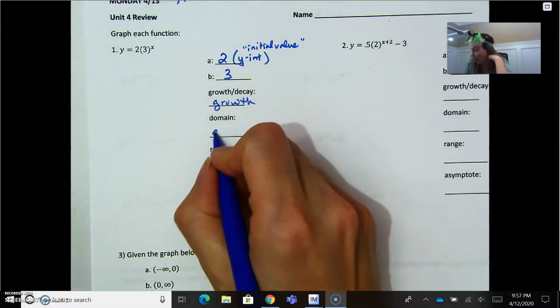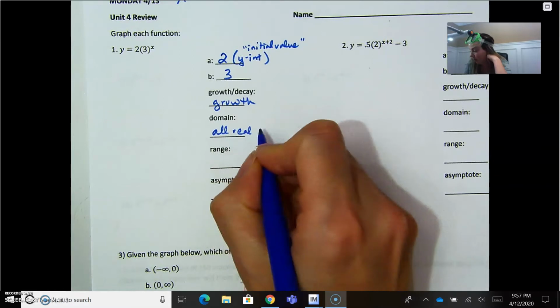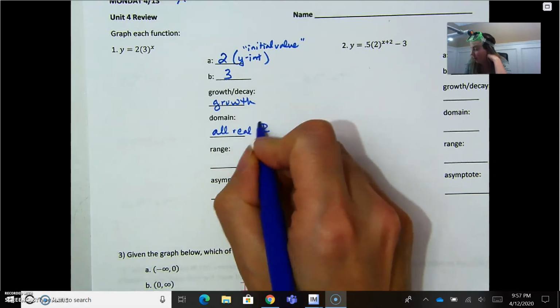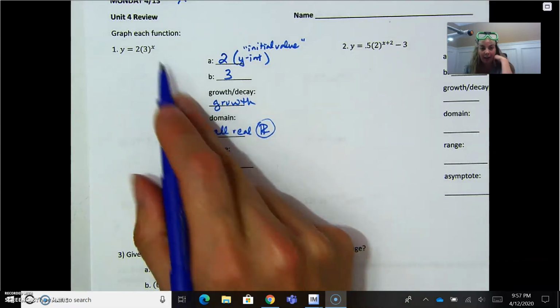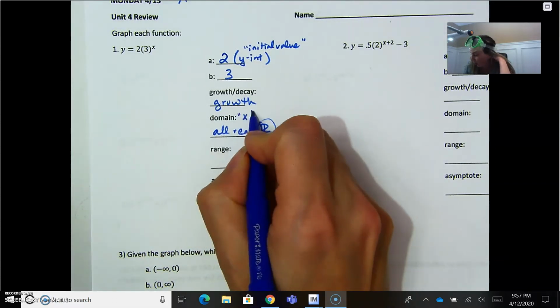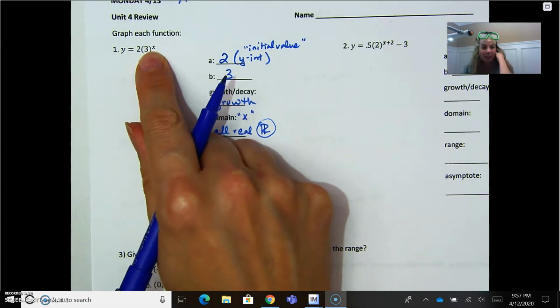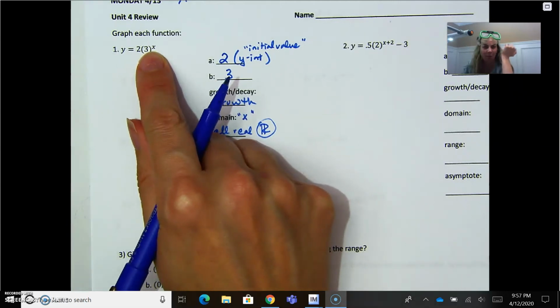The domain is all real numbers. And you can use that fancy symbol if you want to. That just says what can you put in for x. Domain is what can you put in for x. And you can put anything in for x that you want. Negative numbers, positive numbers, decimals, fractions, whatever.